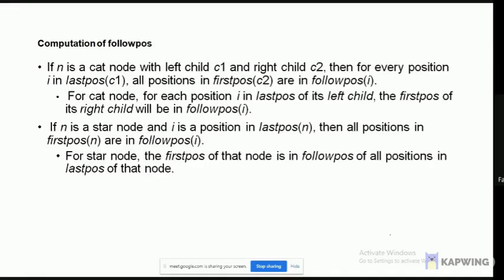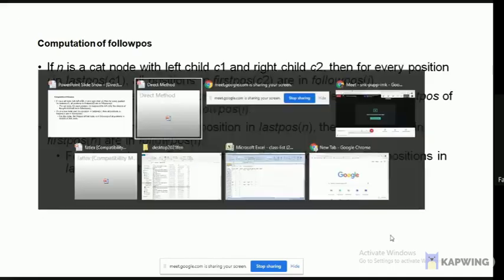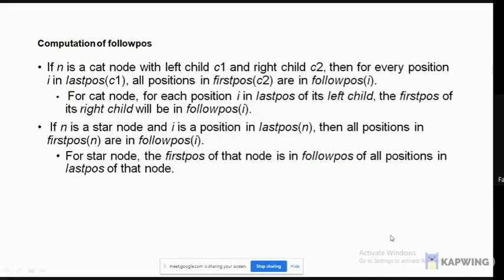Now we are going to see the new topic, follow position. Do you have any doubts in this first, last and nullable? Shall we proceed? Okay. So let's move on to computation of follow position, right?